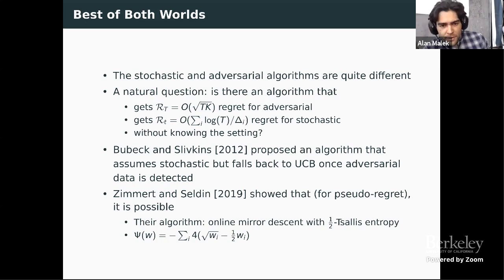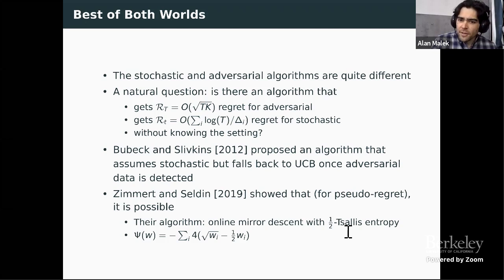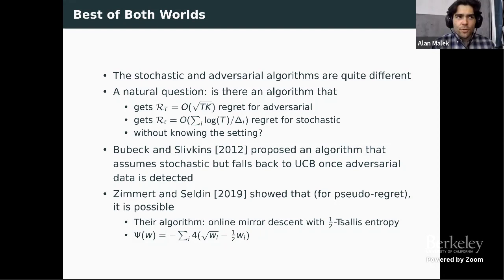But recently, this problem was answered more precisely, at least in the case of pseudo-regret, with a variant of online mirror descent. So this algorithm, which is online mirror descent with a sort of weird half Tsallis entropy, which is a Tsallis entropy corresponding with alpha equals a half, which I've written down here, but it's not clear at all why it's special from the way it's written, is able to simultaneously get the optimal pseudo-regret bounds in both cases without knowing which one is which. And this is not possible for non-pseudo regret, and it's certainly not possible in best arms, but for pseudo-regret, you can totally do this, which is really surprising. And it's definitely worth digging into what this algorithm is actually doing and why half Tsallis entropy is a really good idea.